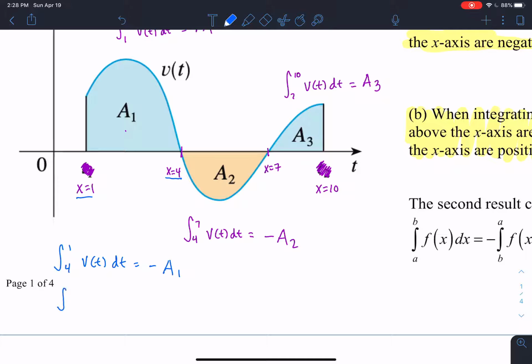If I were to do the integral from 7 to 4, I'm going from right to left, and that region is below the axis, so that region now becomes positive A sub 2. And the last one, if I went from 10 to 7, going from right to left, this would be negative A3. So you just need to pay attention to the limits on your definite integral to help you figure out whether it's positive or negative.